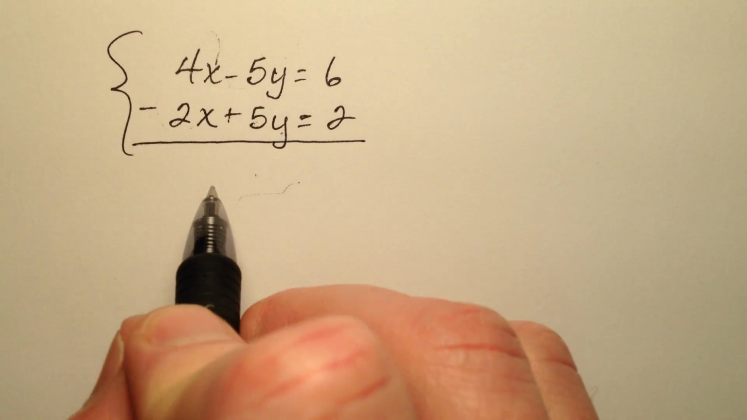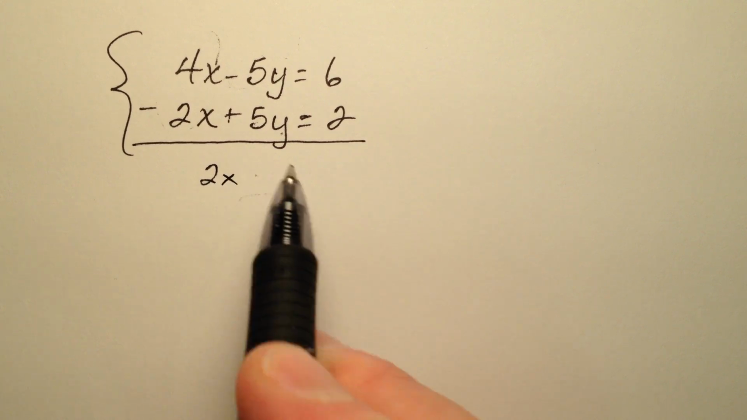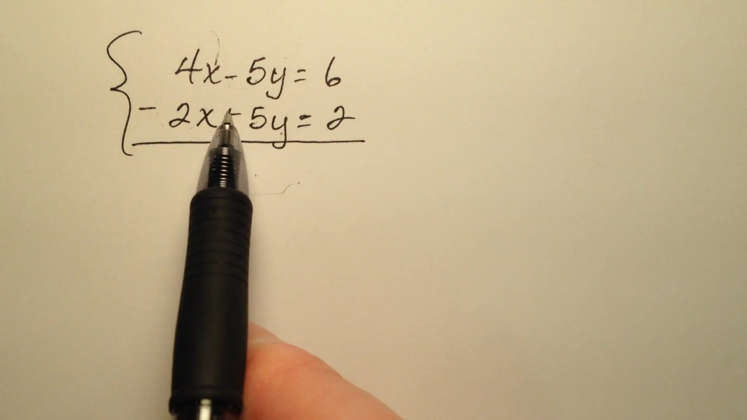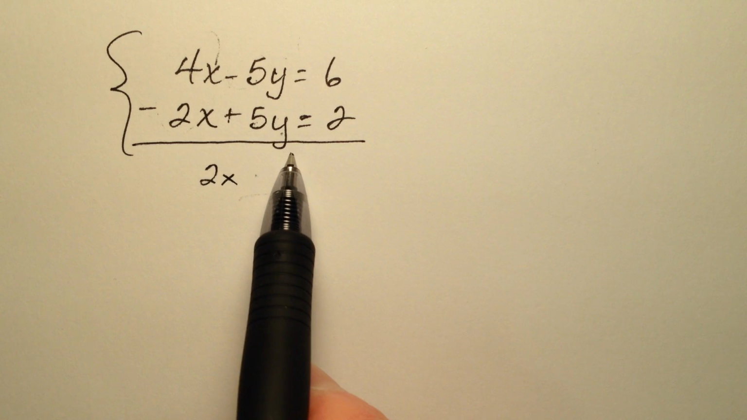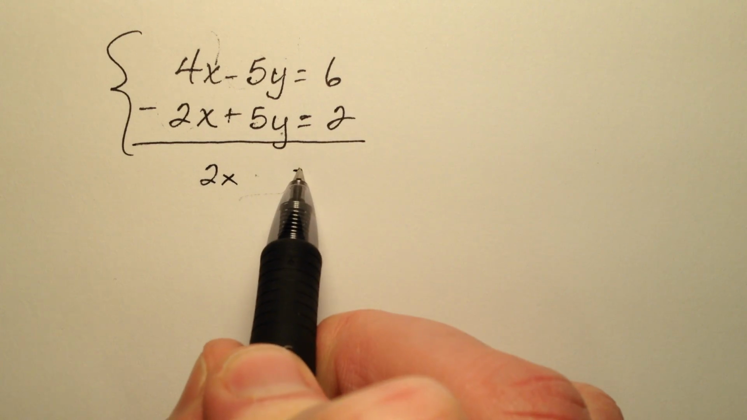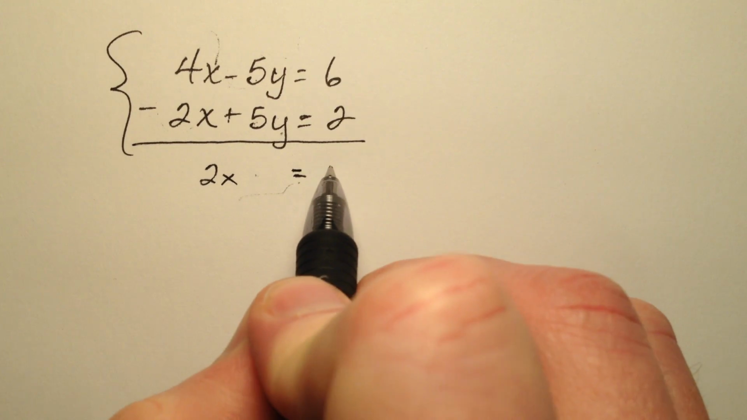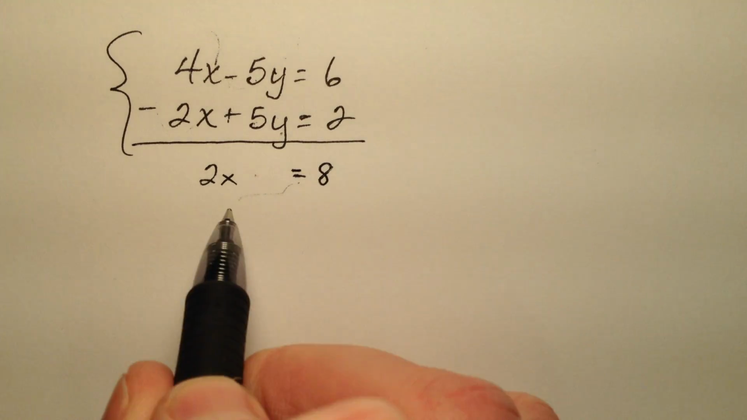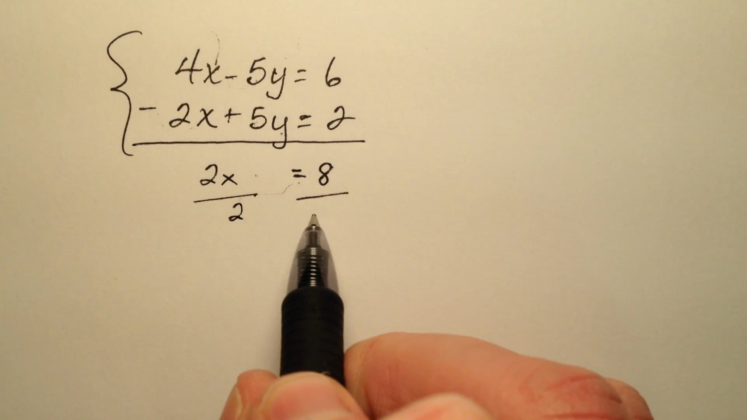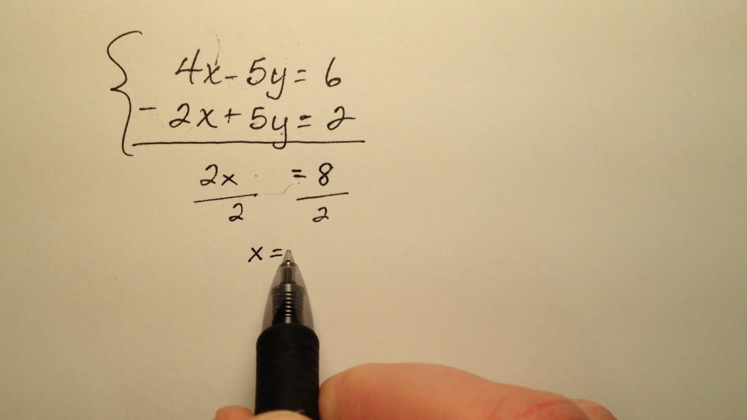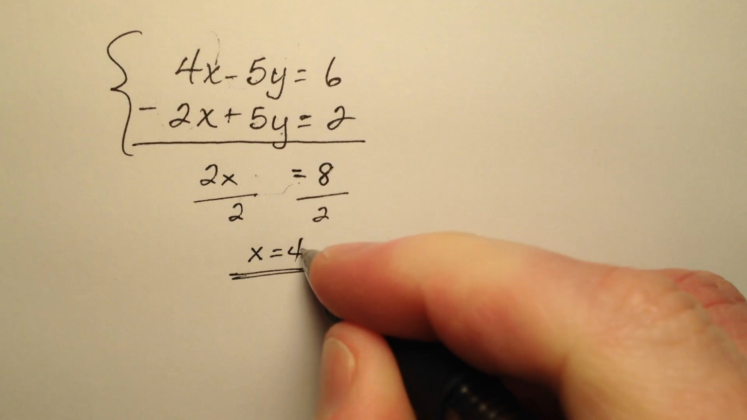4x minus 2x will be 2x. My negative 5y and my positive 5y cancel each other out. And that will equal 6 plus 2, which is 8. So now it's just a matter of dividing both sides by 2, and x equals 4.